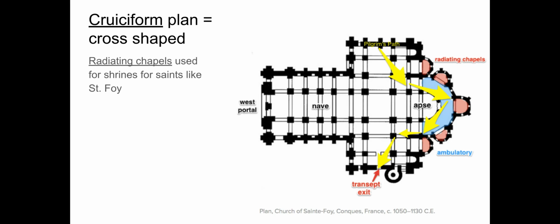Then the areas shaded in red are called radiating chapels. Those usually are semicircular areas that are located off of the apse, and they are used for shrines and to hold the relics of saints and or holy figures. And so the pilgrims might go in there, visit the relics they are meant to visit, and then exit out the church.